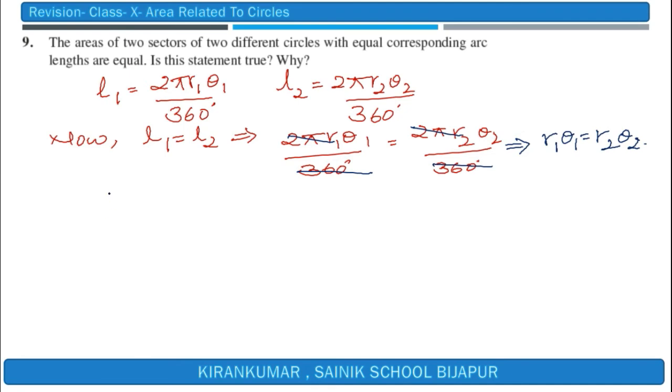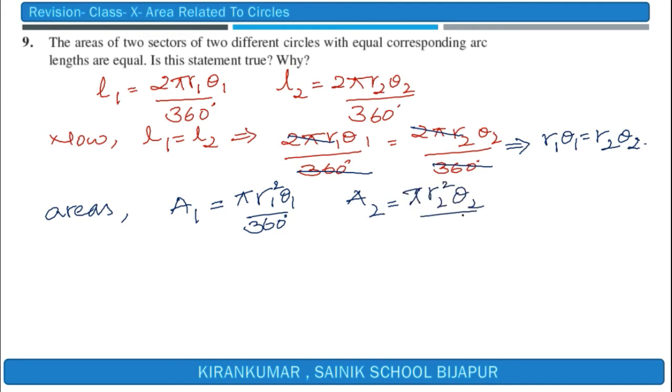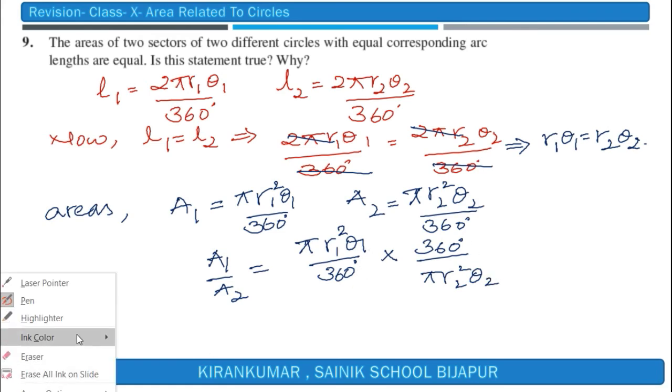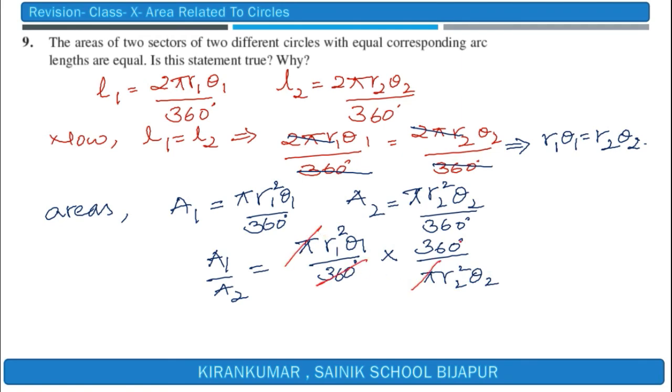Here the area of sectors, let me write it as A1. This will be equal to pi r1 square theta 1 divided by 360. Let me consider A2. A2 is pi r2 square theta 2 divided by 360 degree. If I consider the ratio A1 upon A2, this becomes pi r1 square theta 1 divided by 360 into 360 divided by pi r2 square theta 2. Both this 360 and pi they get cancelled.